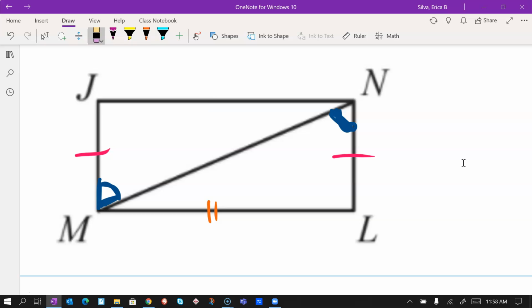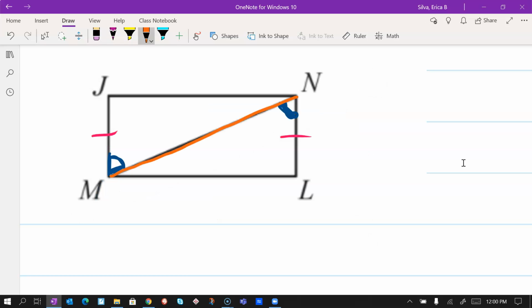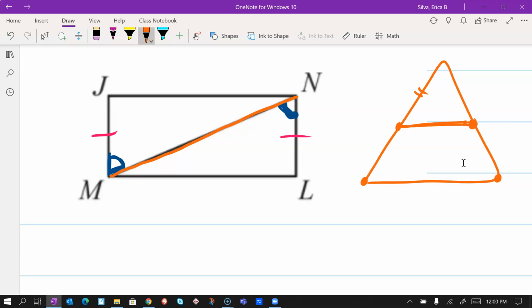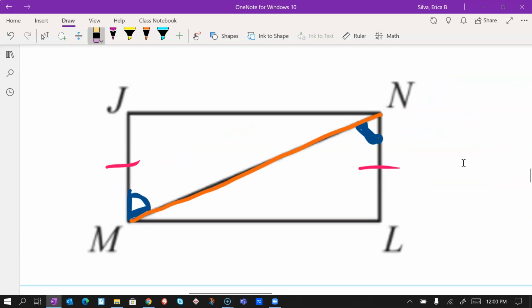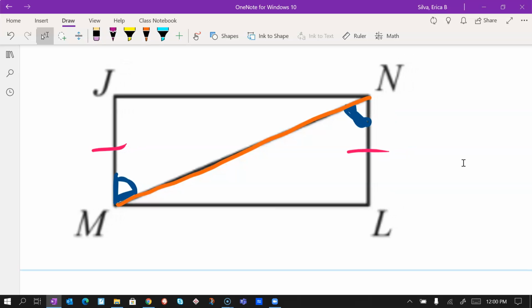How do we know that? It's not a mid-segment. Let me tell you why. But you're on the right track. Mid-segment is when you have a triangle and these two, this is congruent, right? So it's not a mid-segment. But MN, what is special about MN?